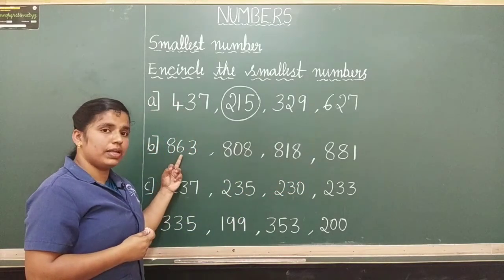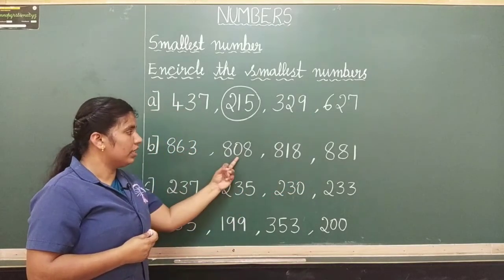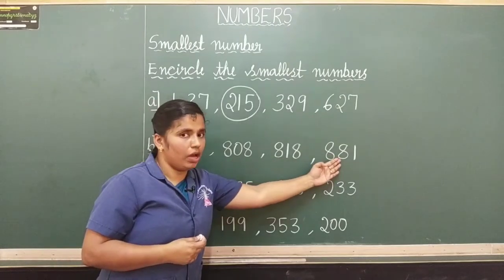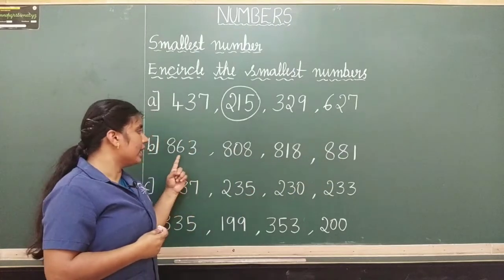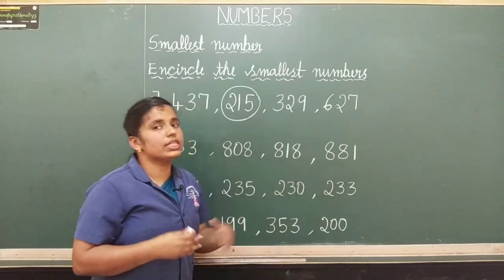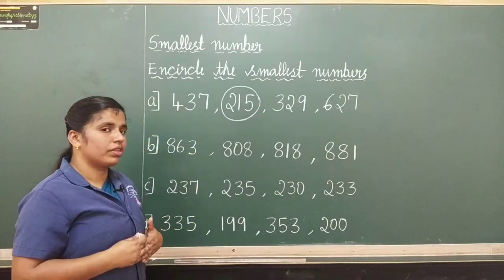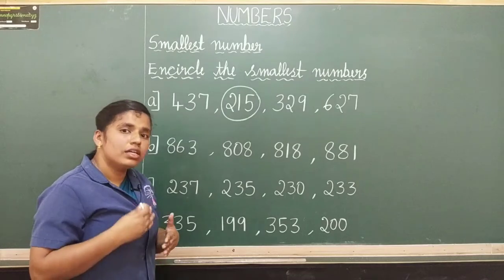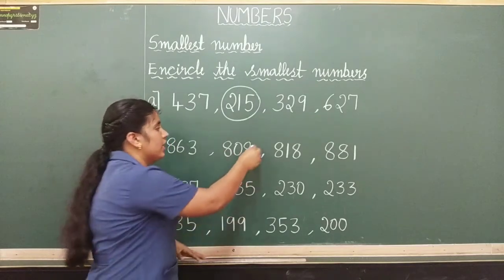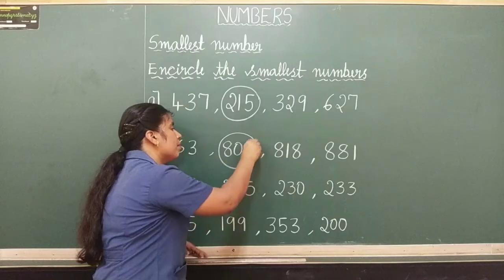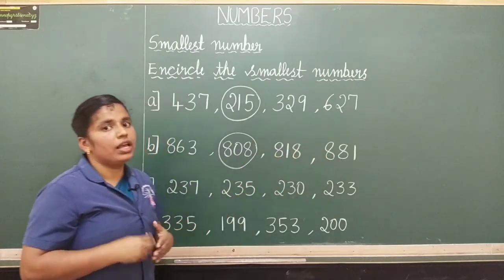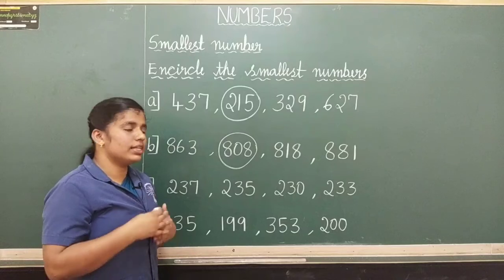Here in tens place we have 6. Here we have 0. Here we have 1. Here we have 8. So comparing 6, 0, 1, 8. Which is the smallest number? 0 is the smallest number. So 808 is the smallest number when we compare to these numbers. Let us move on to the next example.